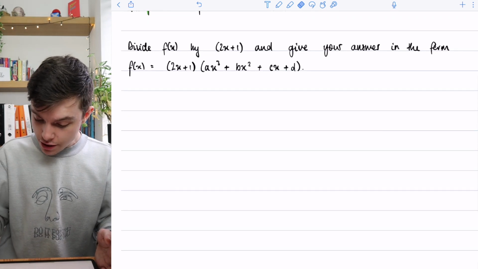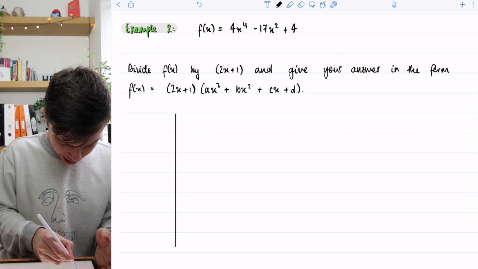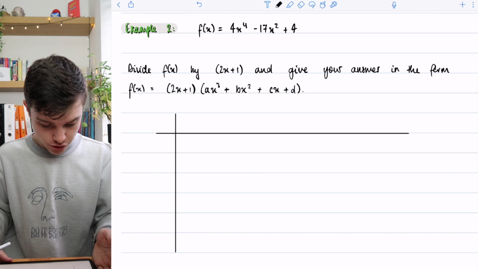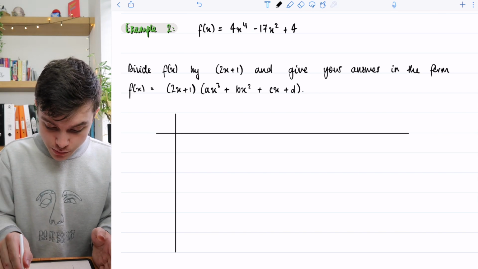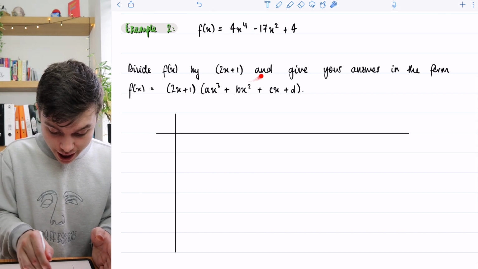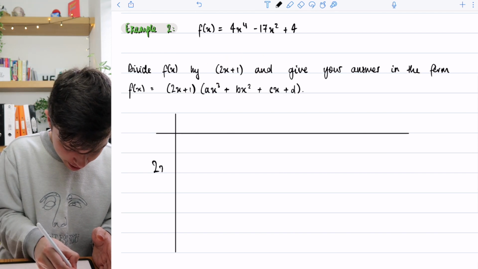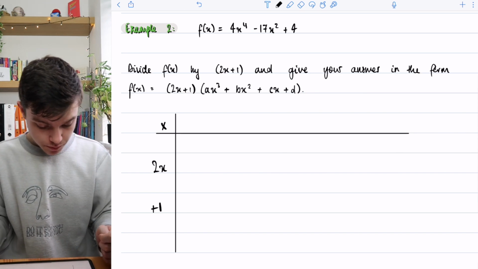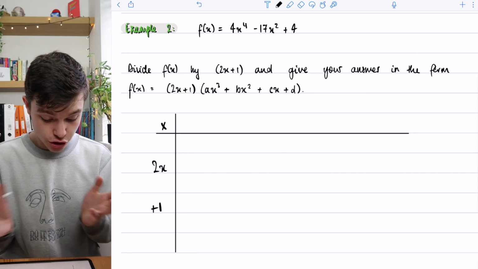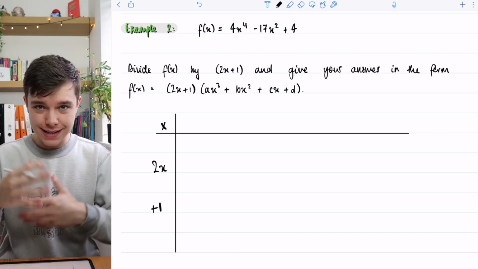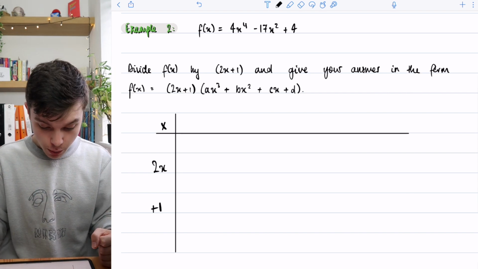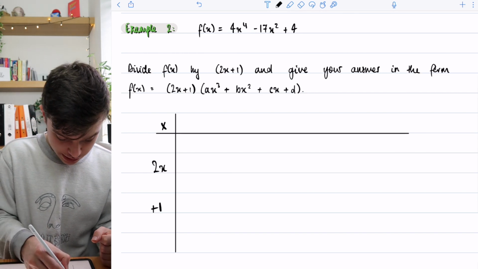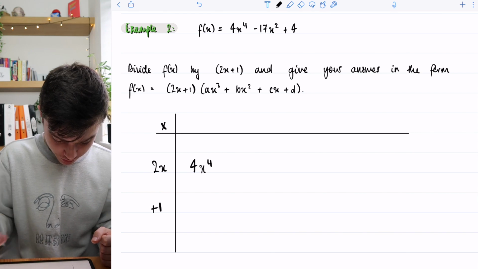Okay, so the grid method is what I find easier, and I will try and do it quite quickly and not do too much explanation because it's very similar to what we've just done. So what we are doing is dividing this by 2x plus 1. So I'm going to have 2x plus 1 on the left hand side. I'm going to put a little multiplication symbol there just to show that that's what I'm doing. That's how the grid works with multiplication. So the first term that we have is 4x to the 4. So I'm going to write that there, okay?